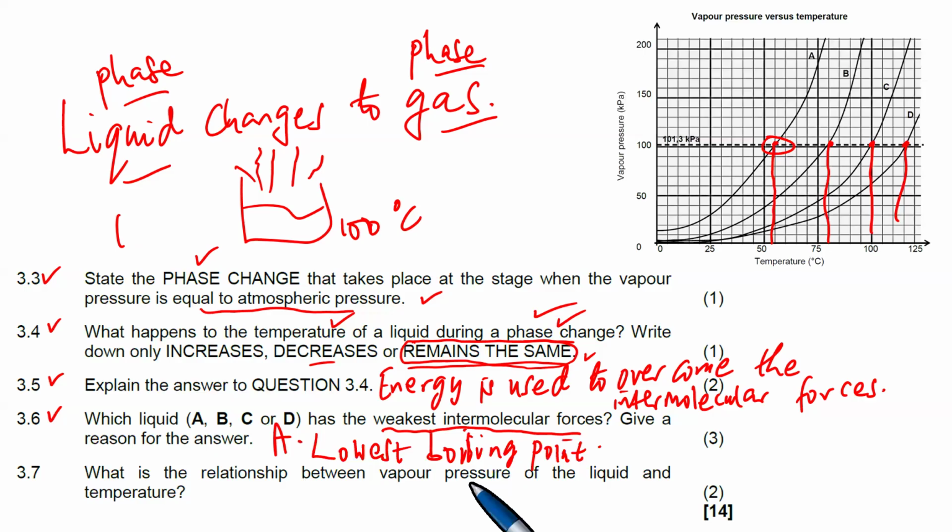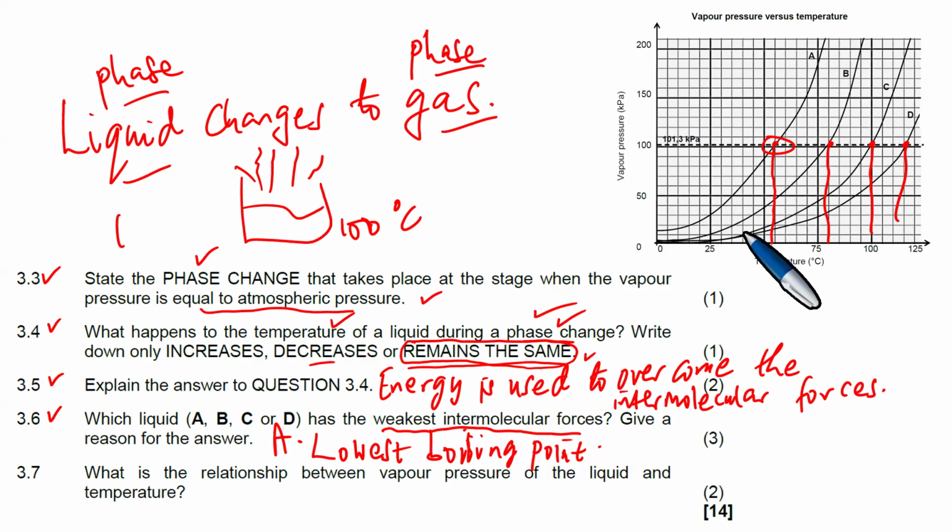How do we see that it has the lowest boiling point? We said that boiling point is the temperature at which vapor pressure is equal to the atmospheric pressure. And the atmospheric pressure is 101.3. And obviously, you can see the equality first at A at the least amount of temperature. The temperature is about 50 plus 5 degrees Celsius, about 55 degrees Celsius, which is the lowest. The lowest boiling point means the weakest forces.